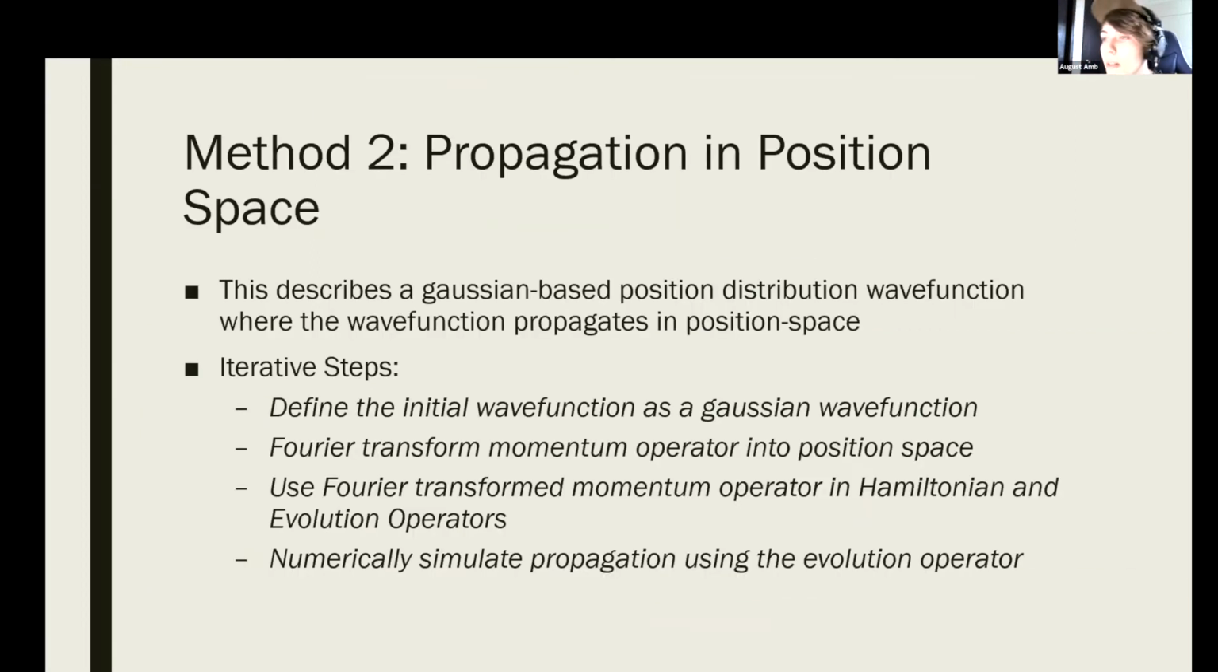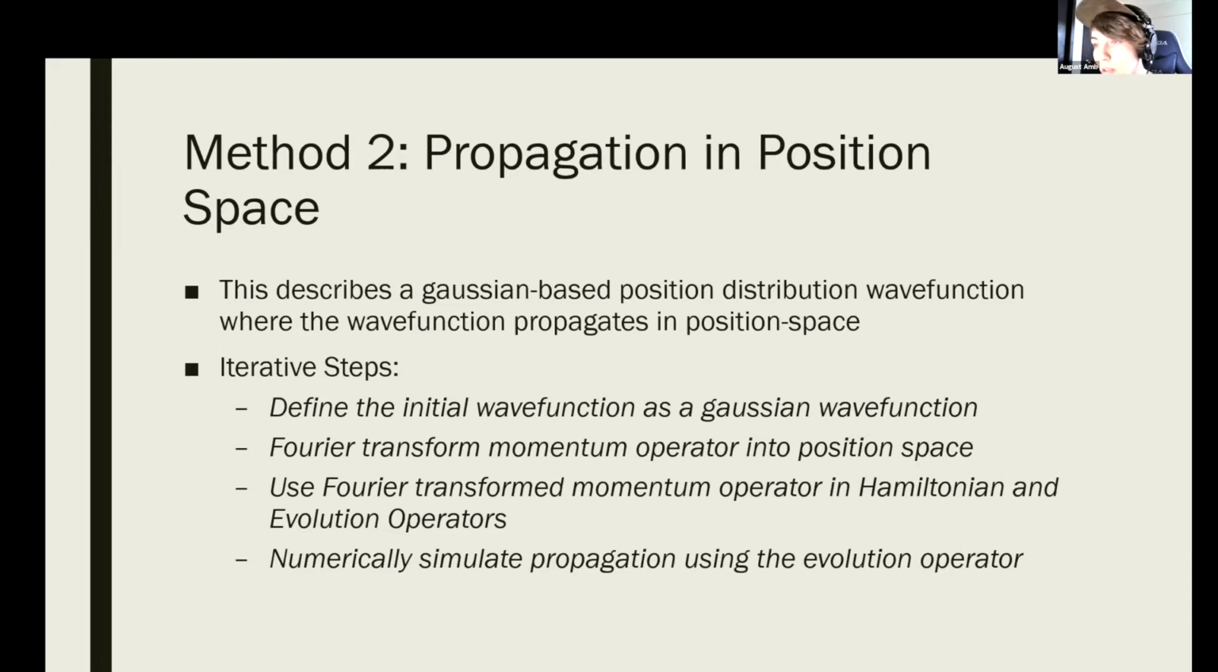All right, now on to method two, where we're doing propagation in position space. This describes a Gaussian-based wave function distribution where the wave function is propagating in position space. So we define the initial wave function as a Gaussian wave function. You can define it as whatever you would like, but in this case, it's going to be Gaussian.